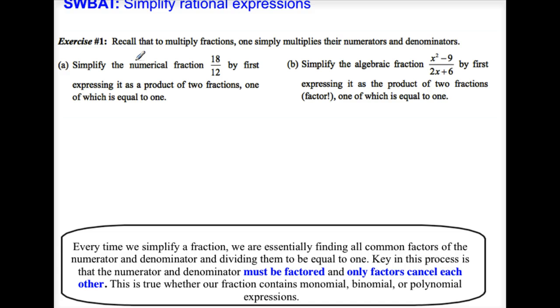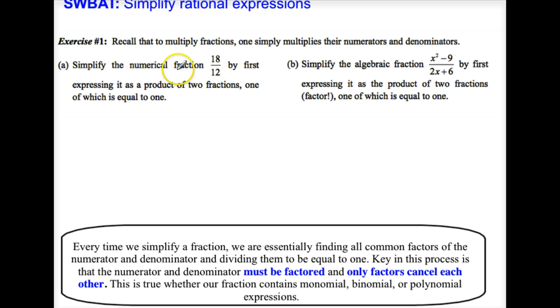Recall that when we multiply fractions, we can simplify the numerators and denominators. So simplify the numerical fraction 18 over 6 by first expressing it as a product of two fractions, one of which is equal to 1. So this is another way of saying I want to break my numerator down to prime numbers and I want to break my denominator to prime numbers.